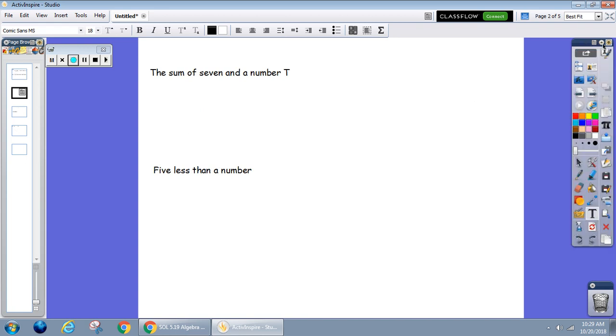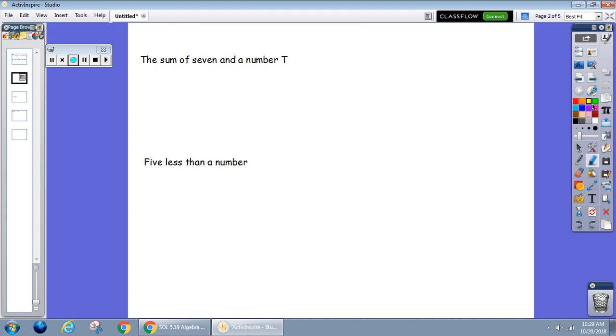So first one, the sum of 7 and a number t. I'm going to use my highlighter tool. So first, I'm going to look for my constant. Well, I see 7 here. That's going to be a constant. And then I have an operation, sum. Sum tells me that I'm going to be adding. And then I have my variable, a number. And in this case, it tells me the number is represented by the letter t.